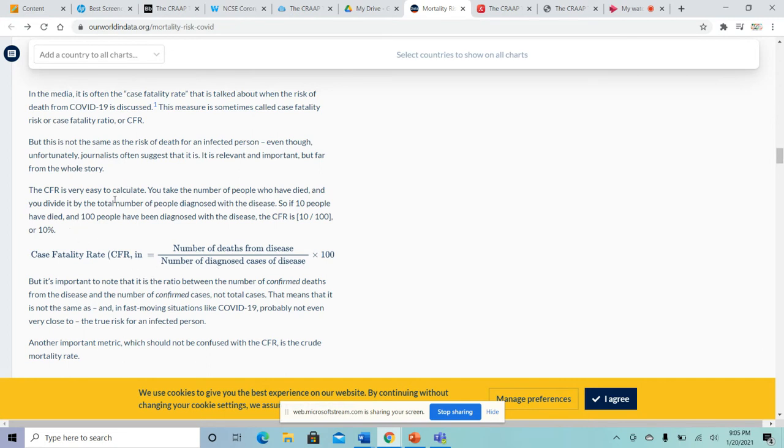They show how they relate the number of deaths to the total number of people or population around the world. And they give you this formula: the case fatality rate equals the number of deaths from disease over the number of diagnosed cases of disease times 100.